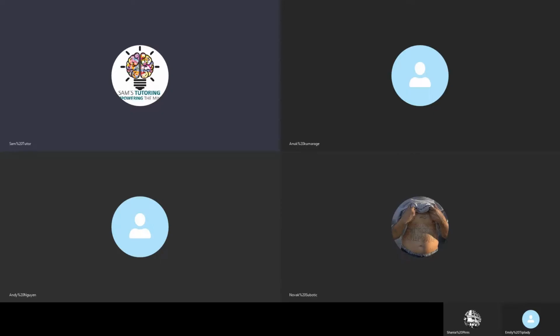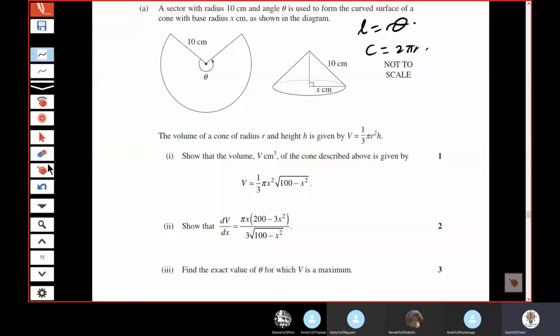A sector with radius 10 centimeters and angle theta is used to form the curved surface of a cone with base radius x centimeters as shown. So a sector with radius 10 centimeters is used to form the curved surface of a cone. You guys understand that? So this bit here is this curved bit here.